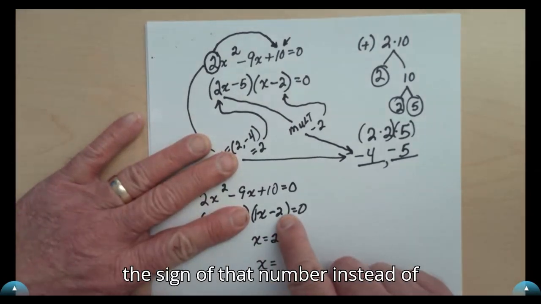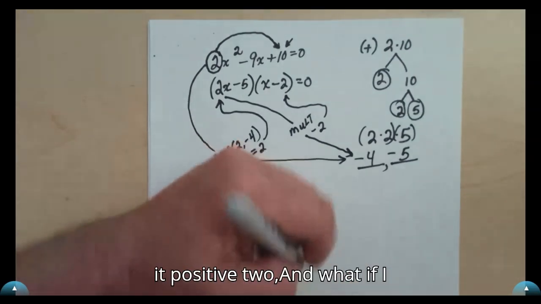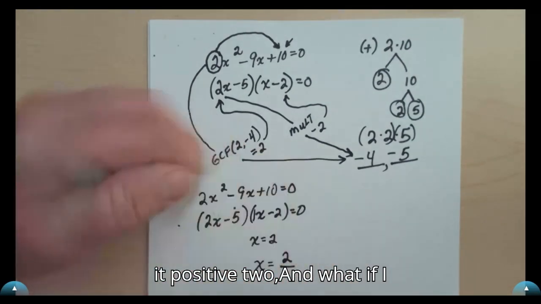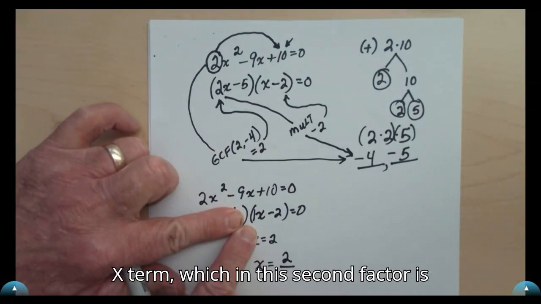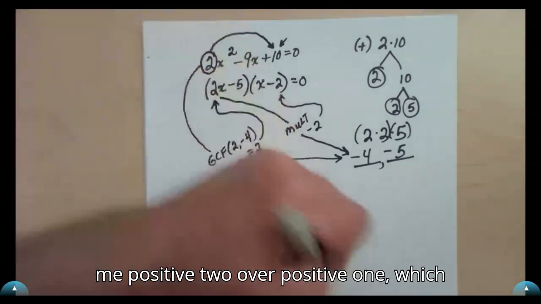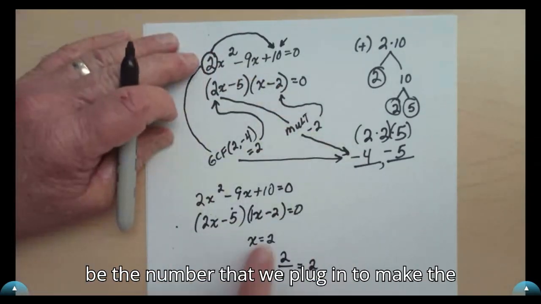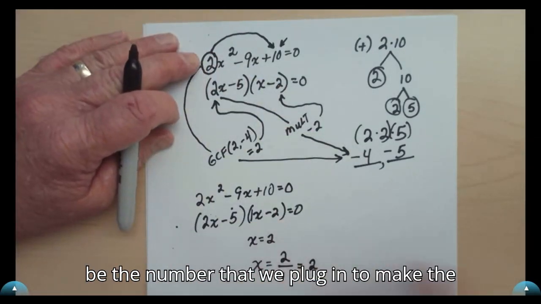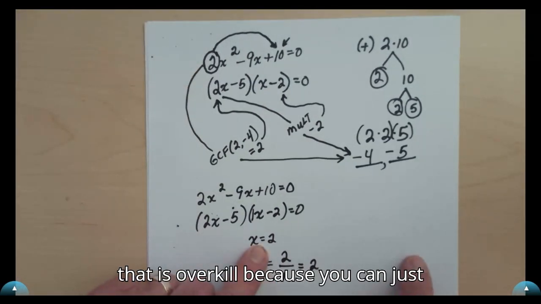What if I change the sign of that number? Instead of -2, I reverse its sign and make it +2. And what if I then put it over the coefficient of that x term, which in this second factor is just +1? That would give me +2 over +1, which is +2. And that turns out to be the number that we plug in to make the second factor 0.